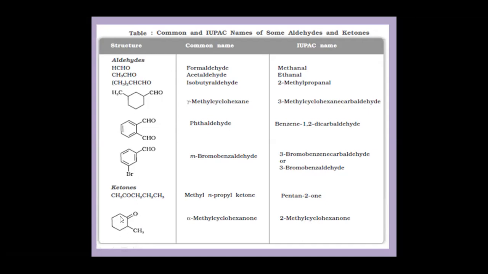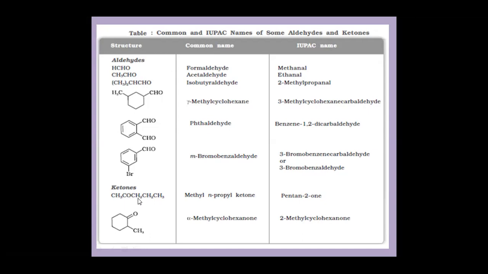So alpha methyl cyclohexanone. Now according to the IUPAC system, ketones are named by replacing the e from the corresponding alkane by one. So count the number of carbon atoms: 1, 2, 3, 4, 5. So the root word is pent, as the number of carbon atoms is 5.